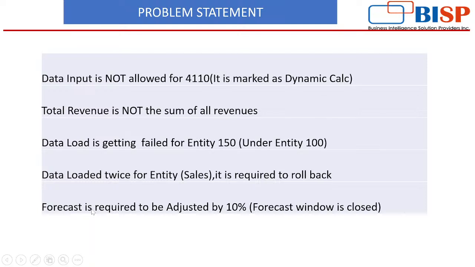The last ticket over here: forecast is required to be adjusted by 10%, and the forecast window is closed. So in the cases where some of the members' window is closed and we require to adjust it by a certain percentage, let's see how we can do this.